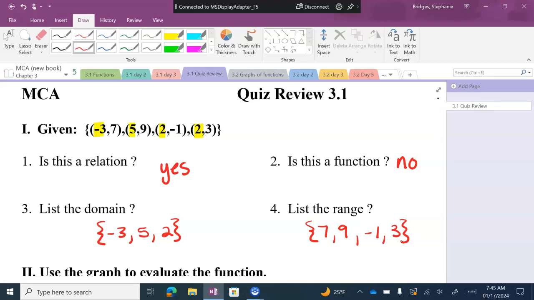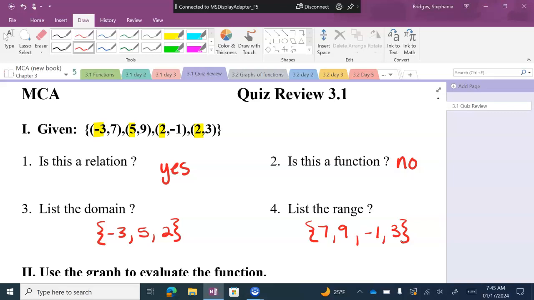Again, you will have a total of 8 questions like this. 4 just like this, and then another 4 with a different set of ordered pairs, just like this on the quiz. When you're writing the domain and range, do you have to write the brackets? No. I mean, they hold a set, so it's the proper way, but am I going to count it off if you don't? No.